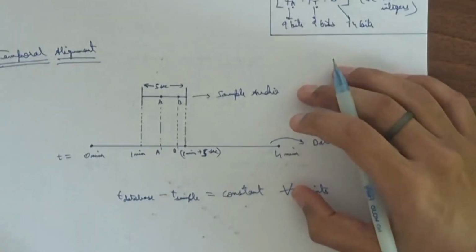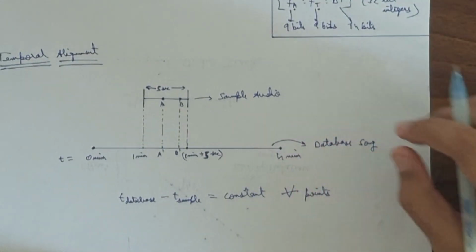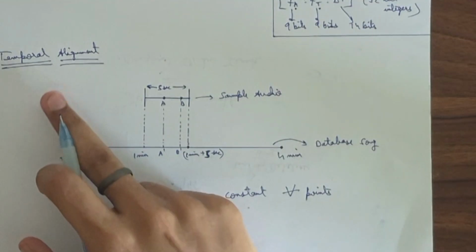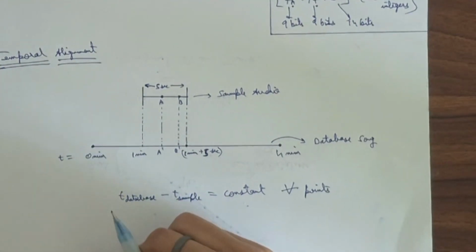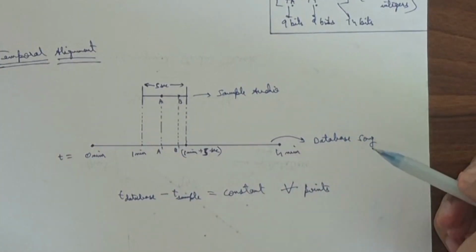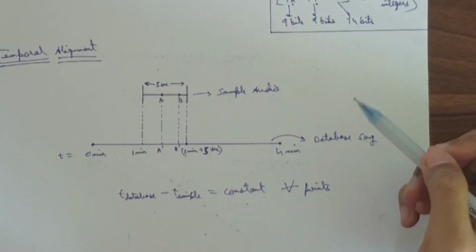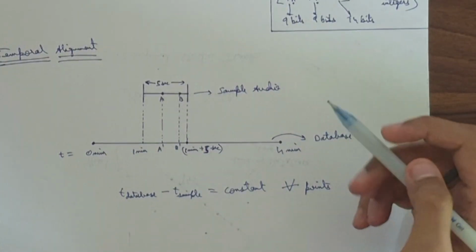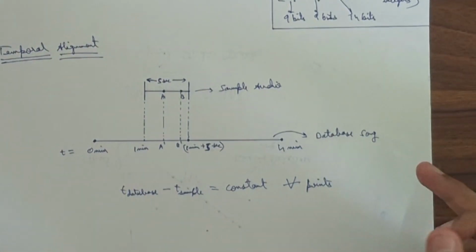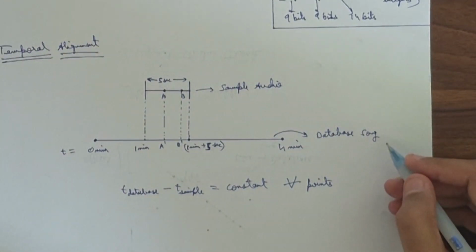Yeah. So now we'll be moving to the final step of audio fingerprinting, and it is known as temporal alignment. In this step, we'll mostly be matching our sample audio with the database song, and we'll be giving the result as which database song it is. So let us consider a database song which is 4 minutes long. This database song is basically nothing but the original studio track.